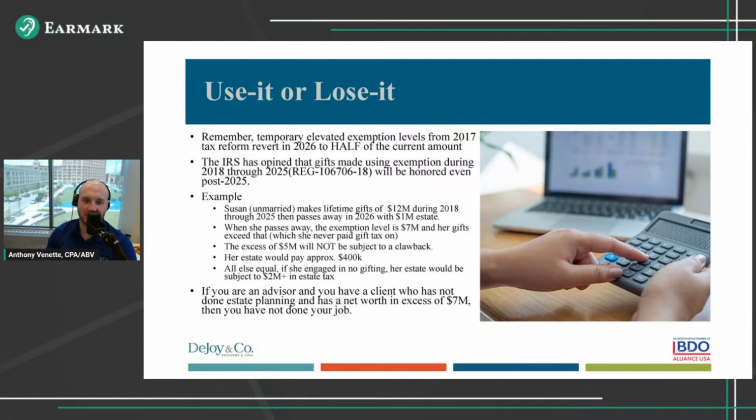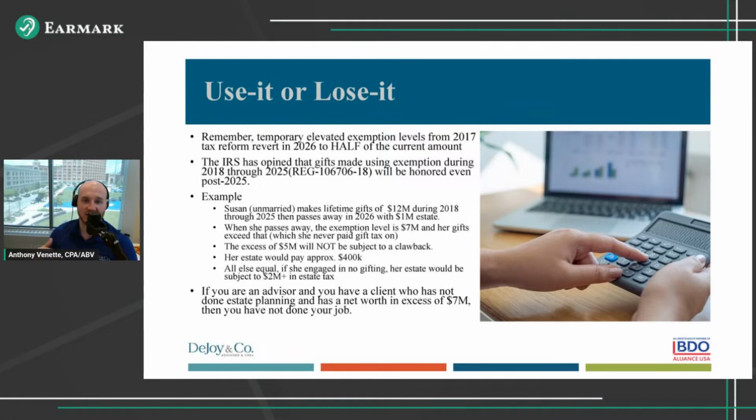I alluded to this earlier, but we have this really unique fact pattern right now where we have a one-time planning opportunity, the best planning opportunity that's ever existed in estate tax, to use this elevated exemption level that we were given in 2017 to do planning before 2026. Now that exemption is going to cut in half in 2026, which is significant. But the IRS has opined that any gift made prior to that using that elevated exemption level wouldn't be subject to estate tax. So let's talk through an example real quick.